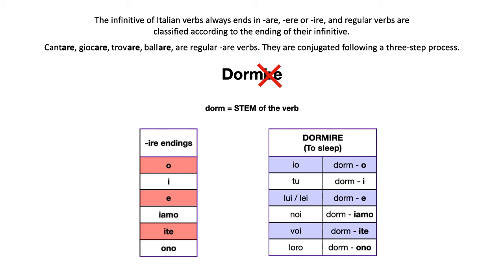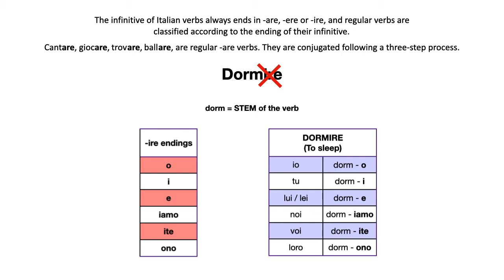If you compare this table with the previous one, namely the ire endings with the ere endings, you will see that only one of them changes, namely the voi ending. It is ete, E-T-E, ete, for ere verbs. It is ite, I-T-E, for ire verbs. Everything else is the same if you compare the ere and ire tables. Right?